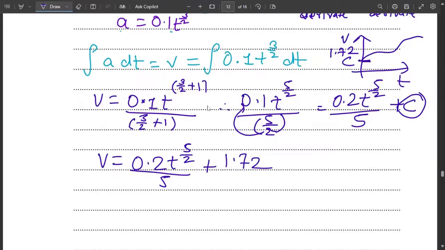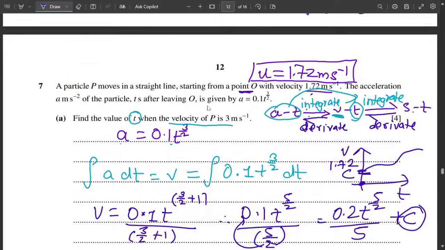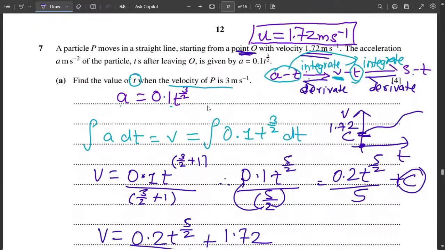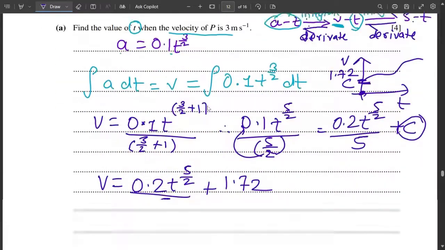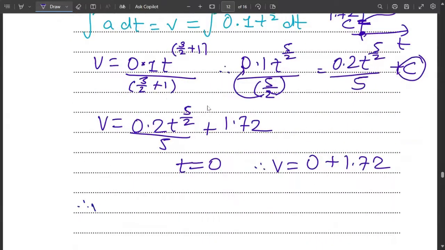We can even prove this if we take t as 0. Then we'll be left with v equals 0 plus 1.72. And when t equals 0, the velocity is 1.72. We know that from the question. Starting from point O, that is the origin, velocity is 1.72, and at the origin, the time is 0. So we have got the equation: velocity is equal to 0.2 t raised to 5 upon 2, upon 5, plus 1.72.